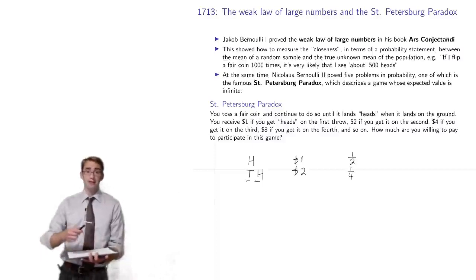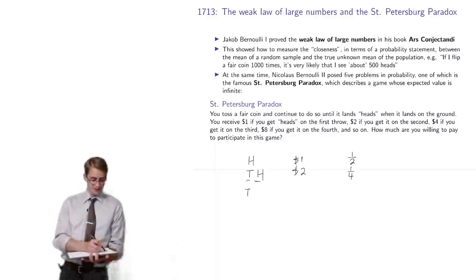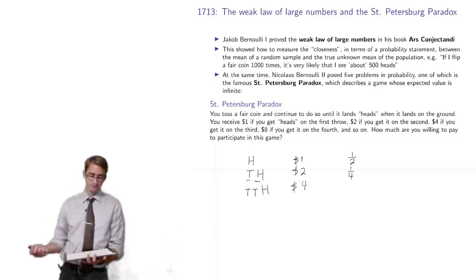What's the probability that I see heads for the first time on the third flip? That's the probability of me seeing tails, tails, and then heads. And at that point, I would get $4. And what is the probability of that happening? Well, I'd have to see tails, tails, and then heads. So 1/2 times 1/2 times 1/2, which is 1/8.